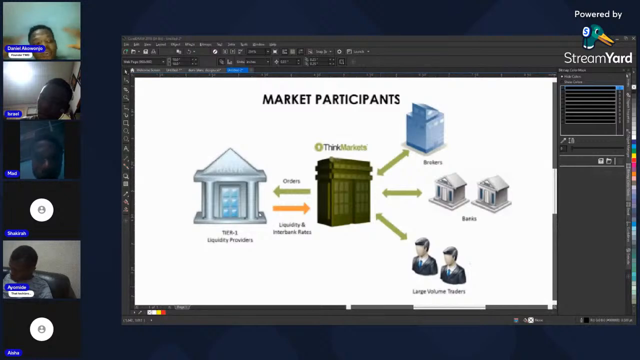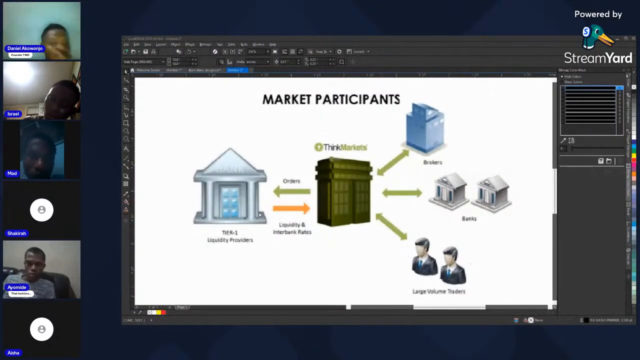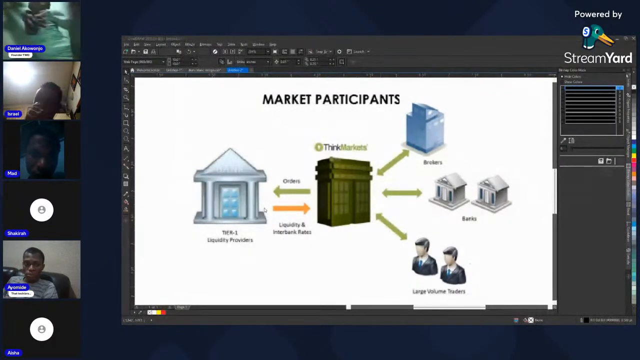Now, your GTB, your Access Bank, your Echo Bank, all those banks, they also have influence in the market. Do you understand? They also have influence in the market. So you have to pay attention to these things, and if you know them, you actually know, right?